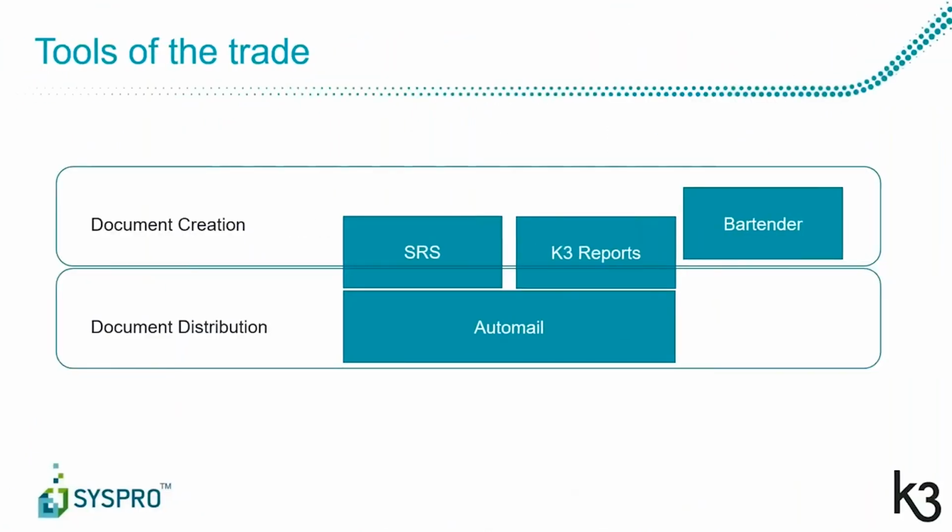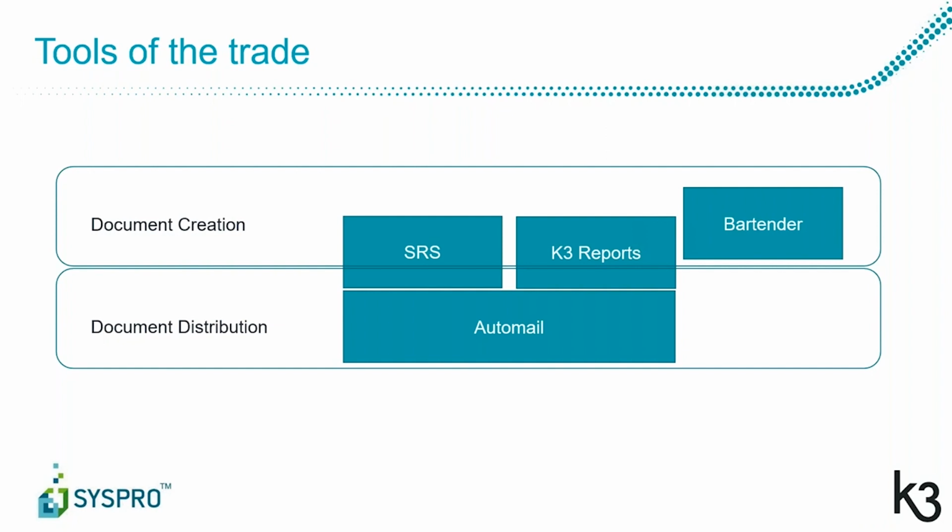So when we talk about those 4 areas, what I really want to talk about is the fact that we've got 3 sets of tools available for document creation. We've got SYSPRO reporting services, which allows us to create, consume and distribute documents and reports. We also have K-through reports that helps deliver some of that. Bartender also does the same thing.